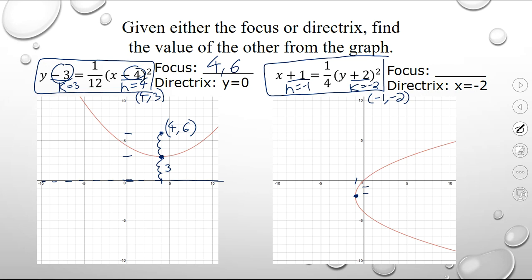The directrix is x equals -2. So x equals -2, that's the line that's going to go vertically right here at -2 on the x-axis. And how far away is that line from the vertex? Well, it's only 1 unit away. So it means the focus is 1 unit away. The focus is going to be right here at the point 0, -2.